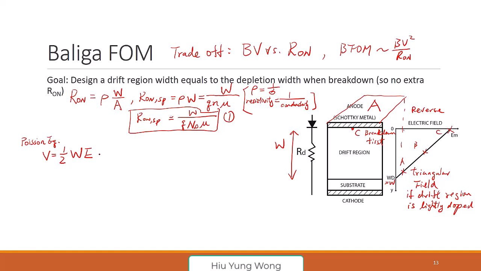Or let me write E at X equals 0. For the electric field at 0, this is a triangle. When you integrate, it is just half of this width times EM. That is the voltage across. Is this okay?